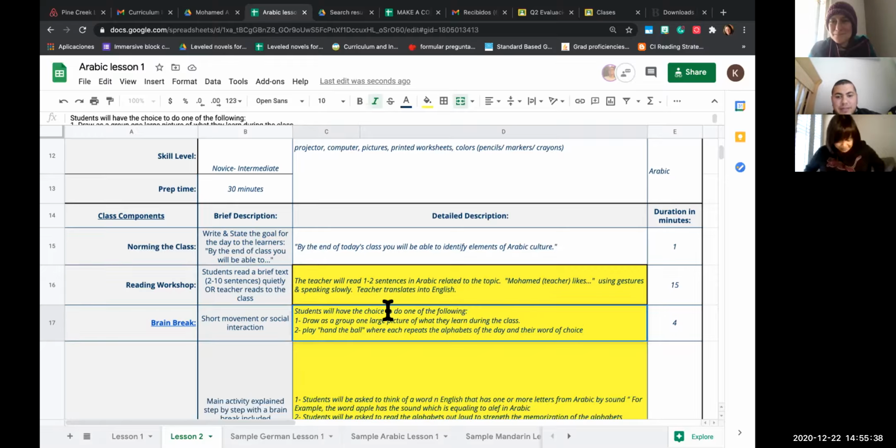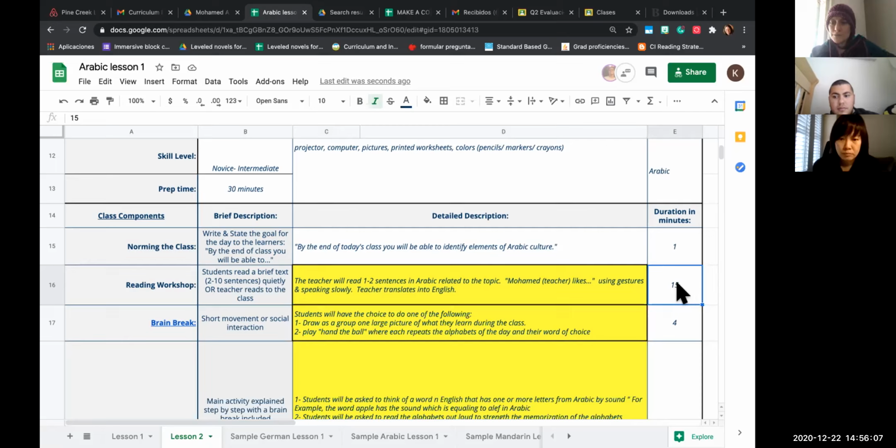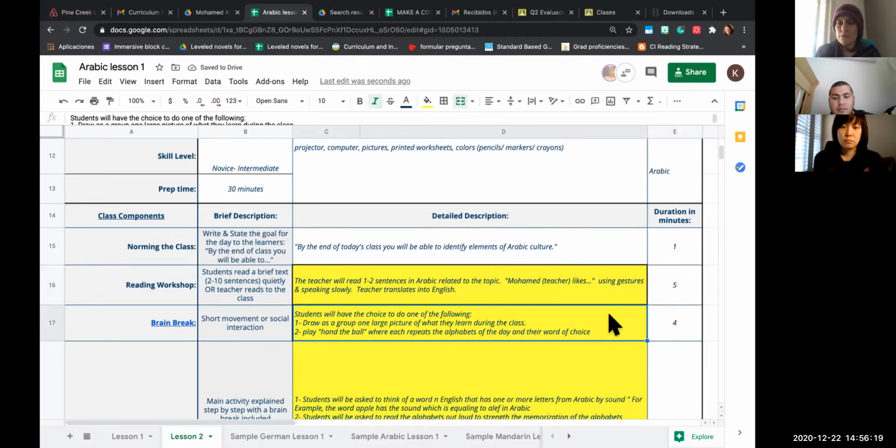Now the brain break. Let's keep this as it is, because they really enjoy this too. I usually tell them, do you want to draw something or do you want to play something? And they say play something. It should be pretty quick, like a game, and you can do it at any point in the lesson, when they need it. And the reading workshop, generally speaking, shouldn't be more than 5 to 7 minutes. After we change the goal, I would say 5 minutes. It shouldn't be that long.